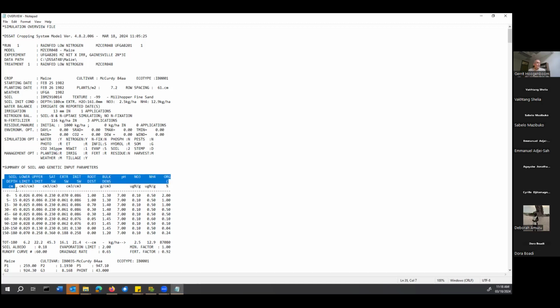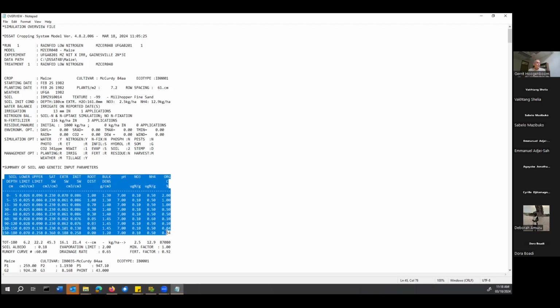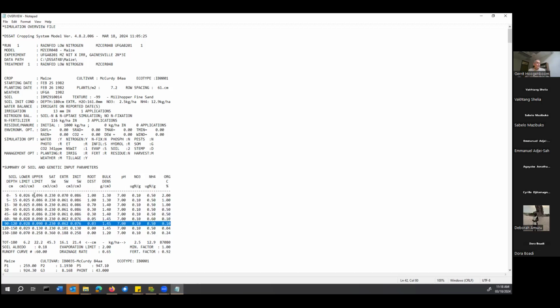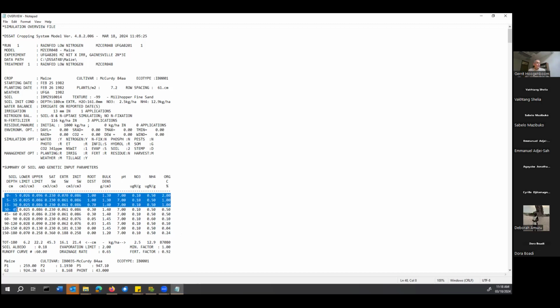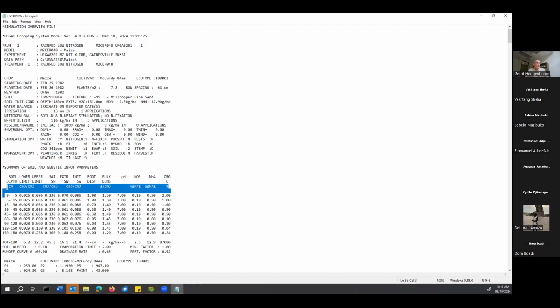Then I mentioned that the model uses a one-dimensional profile, so that's shown here. We use different soil layers from 0 to 5, 5 to 15, 15 to 30, 30 to 45, all the way to 180 centimeters. We have 3 critical inputs. So it is a simplified soil water balance. So we have a lower limit, which is the equivalent of a permanent wilting point. We have a drained upper limit, which is equivalent to field capacity, and a saturated soil water content.